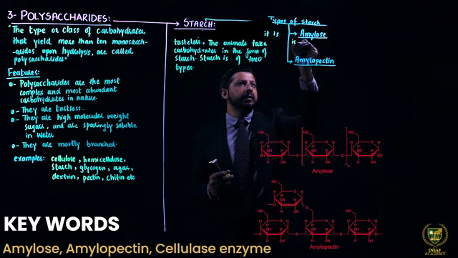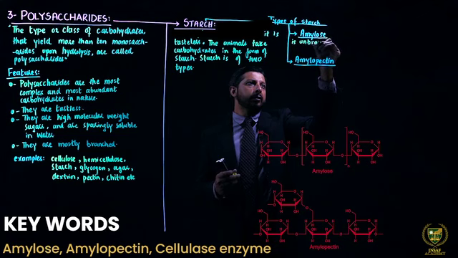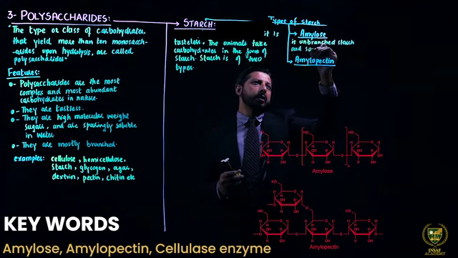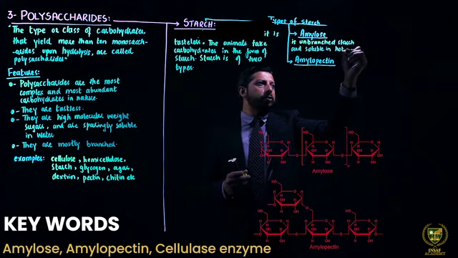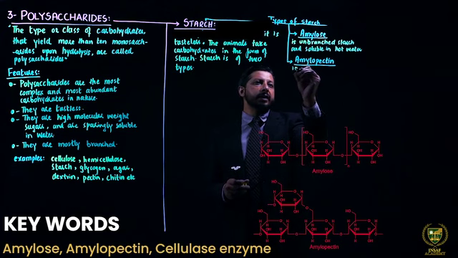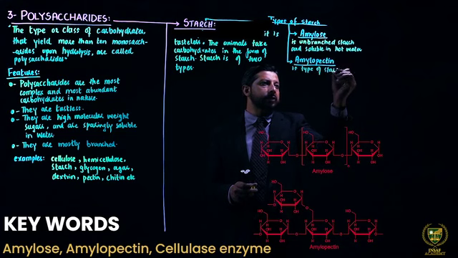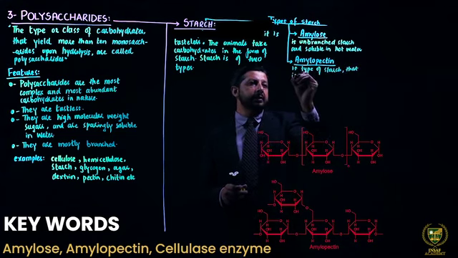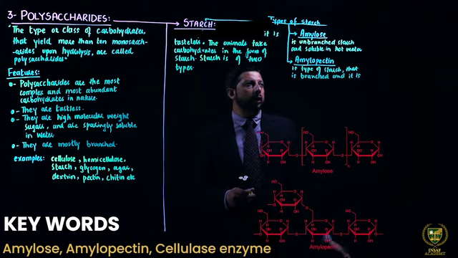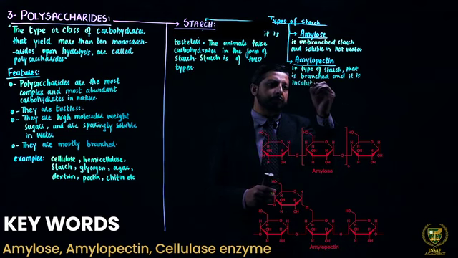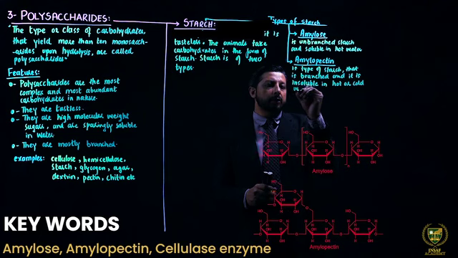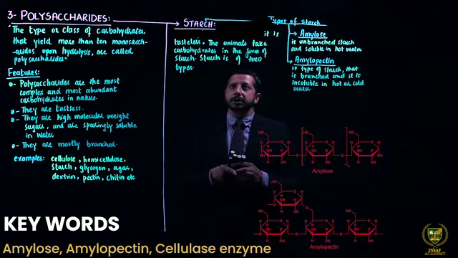Amylose is unbranched starch, and soluble in hot water. Clear? It is soluble in hot water. While amylopectin is the type of starch that is branched and it is insoluble in hot or cold water. Clear?